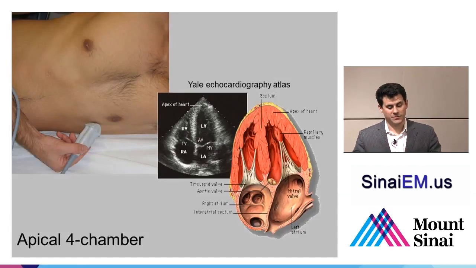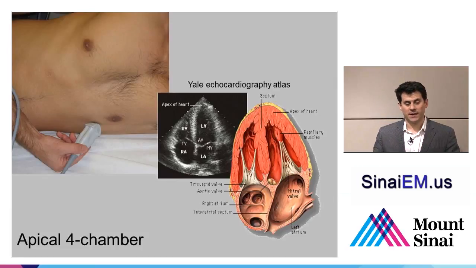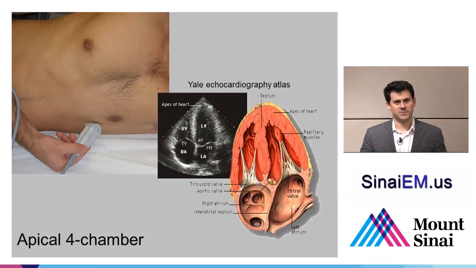Another very commonly used view is the apical four-chamber view. The probe is held at the patient's point of maximal impulse, and you'll see here the patient position, as with all cardiac ultrasound, the patient's position is best when they're laying in a left lateral decubitus position. This pulls the lung away from the heart a little bit, allows the heart to really press up against the chest wall, and minimizes interference and maximizes the view.